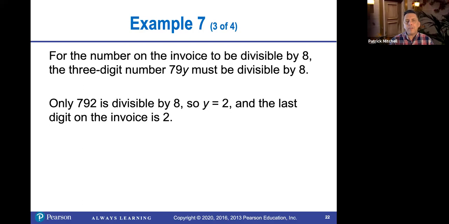The reason that I know 792 is divisible by 8 is because it's 800 minus 8. 800 divided by 8 is 100. 8 divided by 8 is 1. That means 792 divided by 8 is 100 minus 1, which is 99. So that means y has to be 2. So we know it's some dollars and 92 cents.